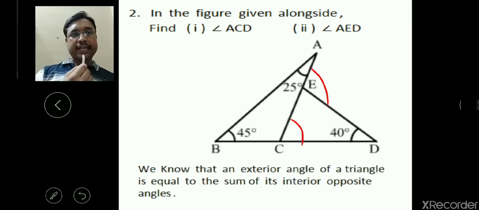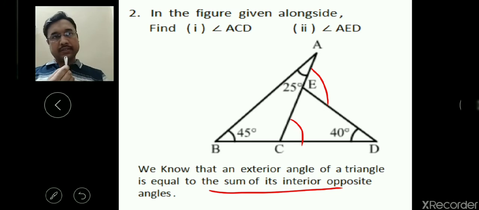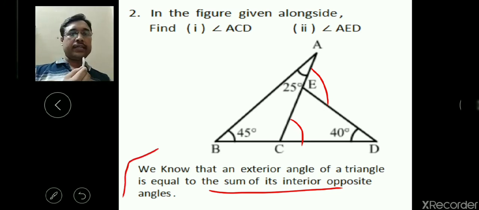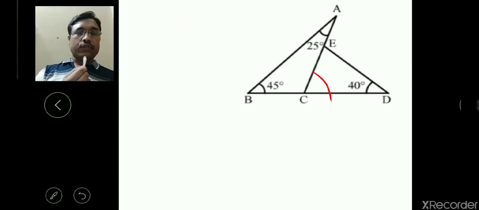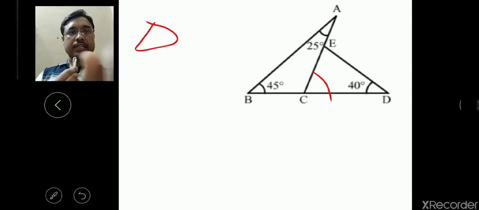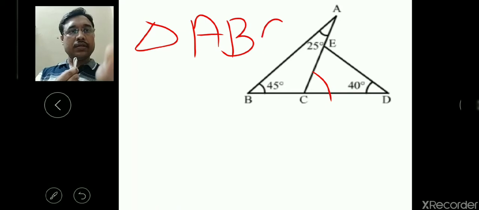We just remind ourselves of the exterior angle property: the exterior angle of a triangle is equal to the sum of its interior opposite angles. This way we can solve. The solution starts from here. In this diagram, what are the exterior angles? This is ACD for triangle ABC. If you see triangle ABC in this figure, you can see it.